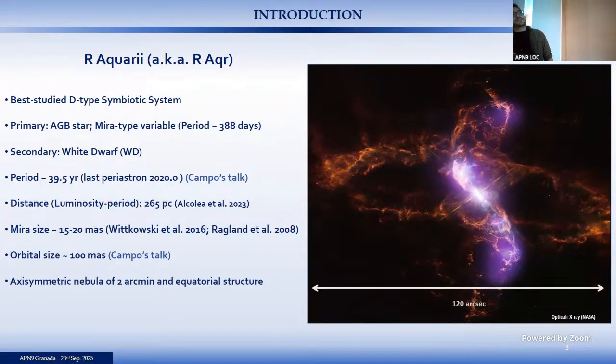What you can see here is the optical image of Aquarius, where you can see an axisymmetric nebula of 2 arcminutes in size, and also an equatorial structure very close to the orbital plane, where both stars are orbiting around the center of mass. You can see here also in purple the X-ray emission, where you can see the jet emerging from the white dwarf. Okay, so this is a brief introduction.